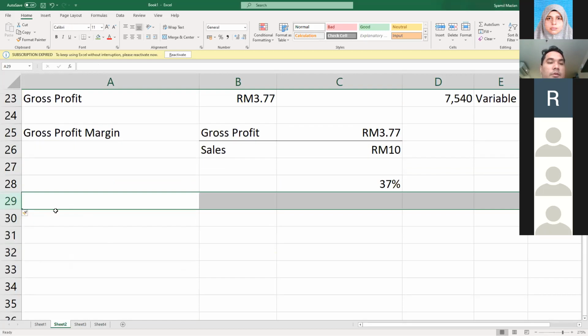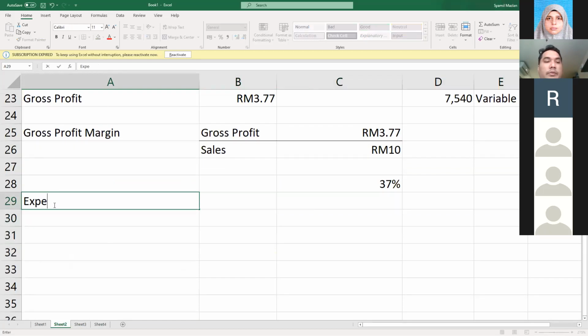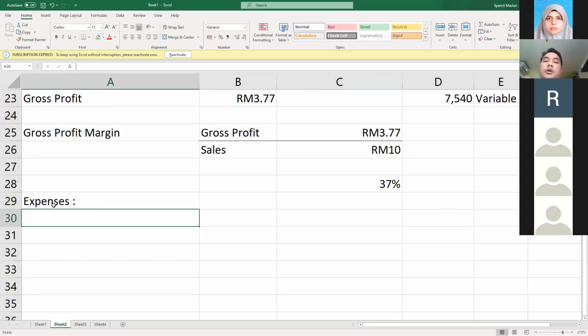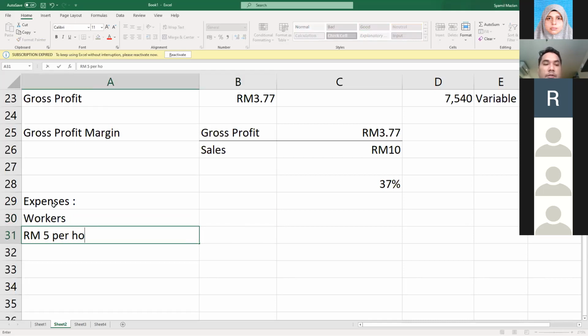Now, when you are running a business, you have expenses, right? For example, you want to sell a burger, you also need workers, right? So how much do you want to pay them? For example, we pay them about RM5 per hour.